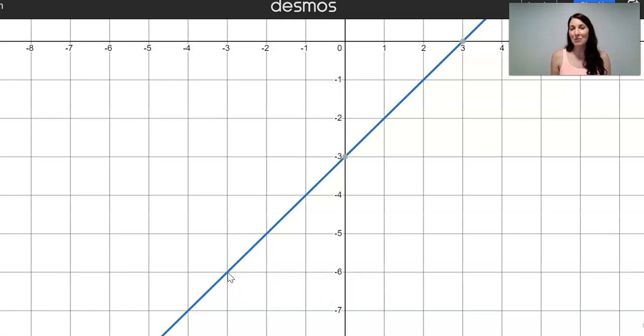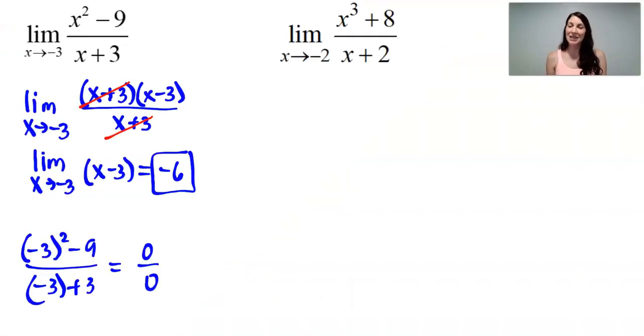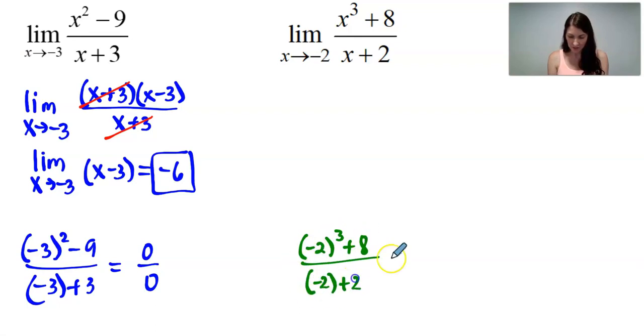Let's take a look at one more example. In this last limit example, let's once again try direct substitution first. I have -2 cubed plus 8 divided by -2 plus 2, or -8 plus 8, 0, divided by -2 plus 2, or 0. Once again, the indeterminate form. And I'm going to again utilize the strategy of factoring to simplify this rational function so that I can use direct substitution.